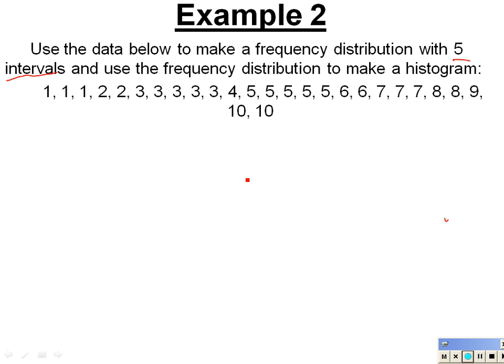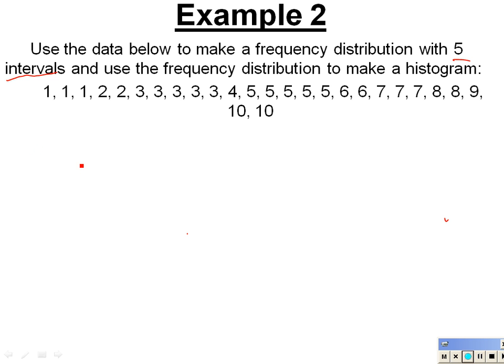So how do we make a frequency distribution? Well, this is an awful lot of information. We could just go by who got a score of 1, who got a score of 2, and then 3, and put that in each one. But I'm going to go for 5 intervals. So I want to break up all this data into 5 groups, basically. That's what it means by 5 intervals.